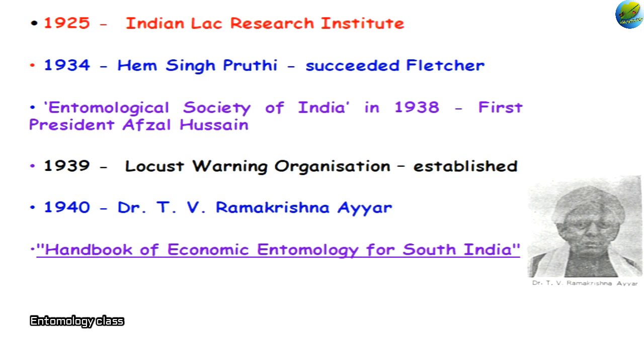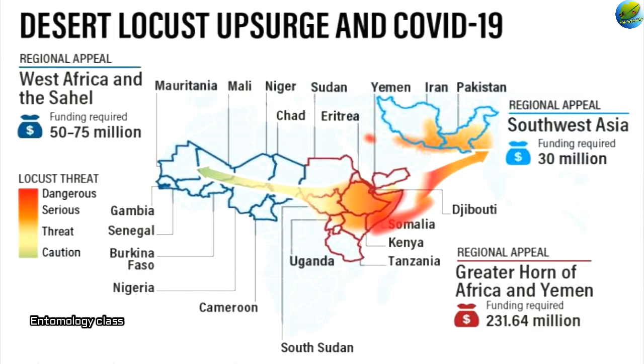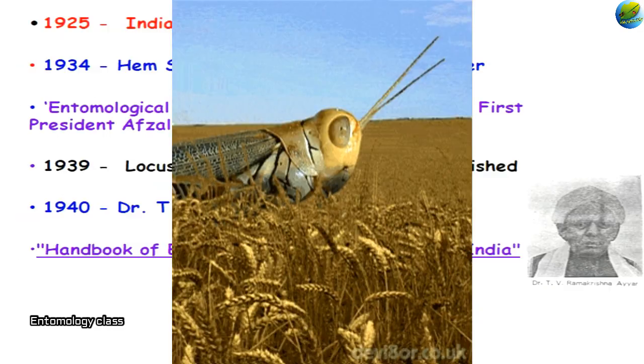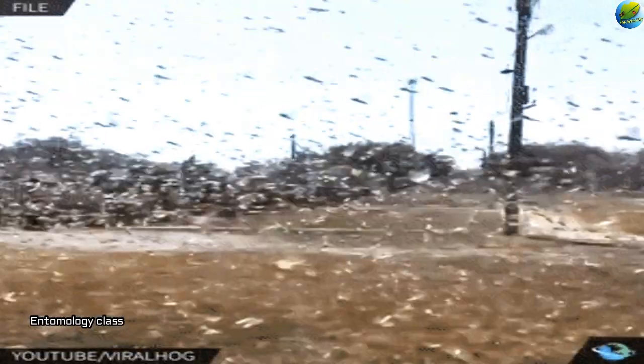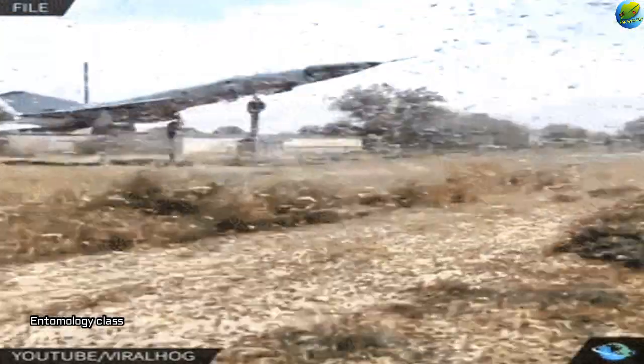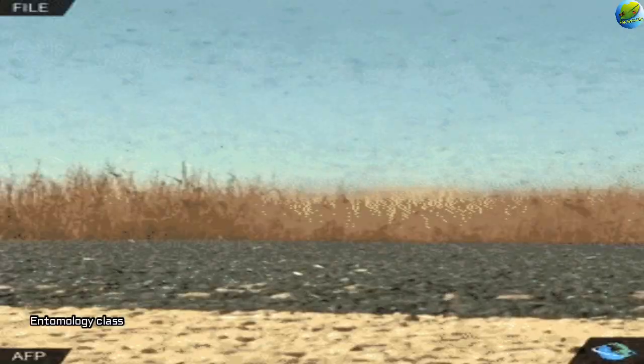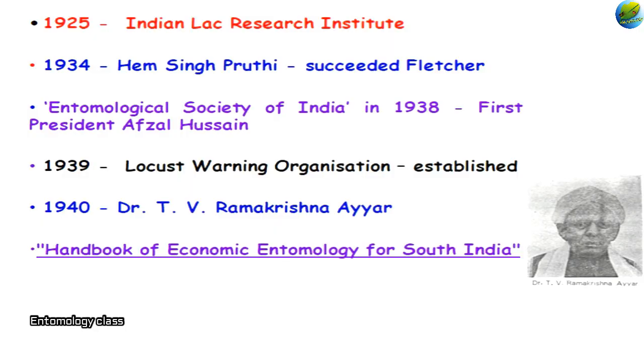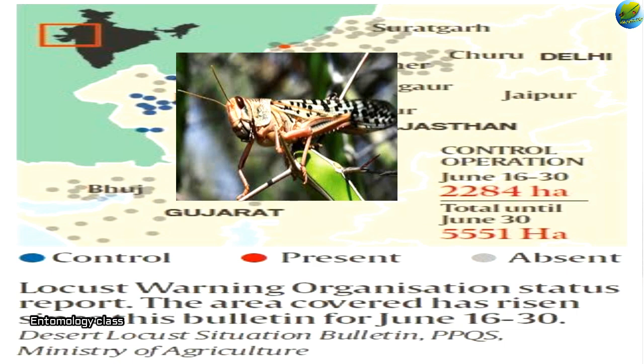Then in 1939 the Locust Warning Organization was established. We already know about the locust pandemic. Before the corona pandemic, the locust pandemic came. The locusts were migratory pests which move from one area to another. They mostly breed in desert areas. So when the locust pandemic happened, our Locust Warning Organization, together with other institutions, came up with control measures, and they successfully stopped the locusts from entering South India.